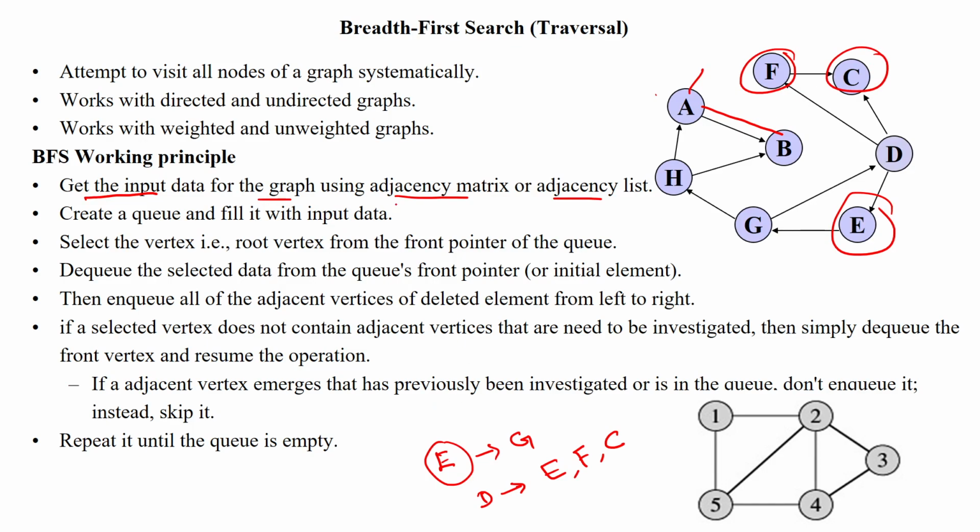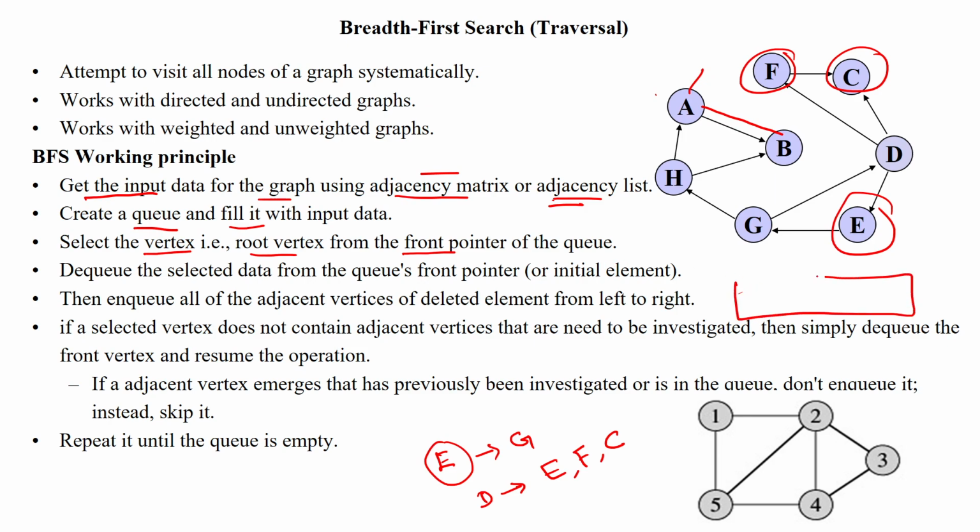So we have to use either adjacency matrix or adjacency list to get the adjacent nodes of given graph for any vertex. Then we can use the queue data structure to fill the input data based upon the procedure, right? So from the queue, you can select any vertex as a source vertex, that is the root vertex of the given graph, from which we are going to find the shortest path. That will be selected from the front node of the queue.